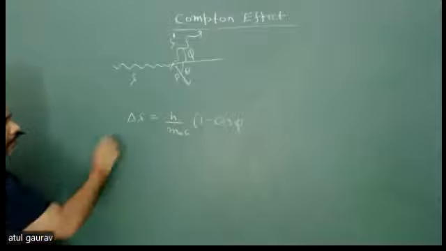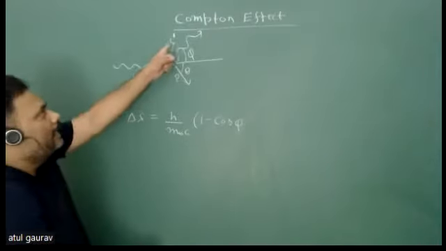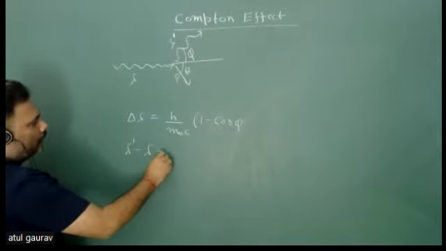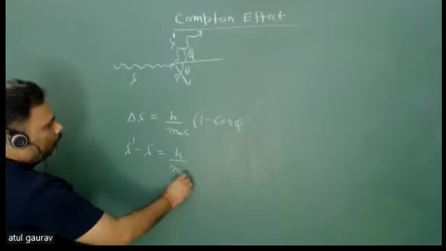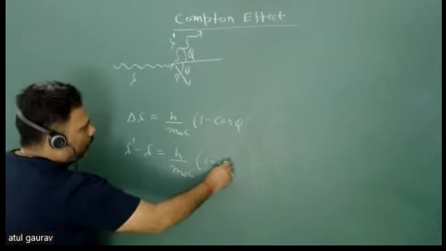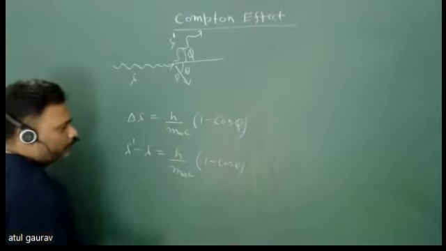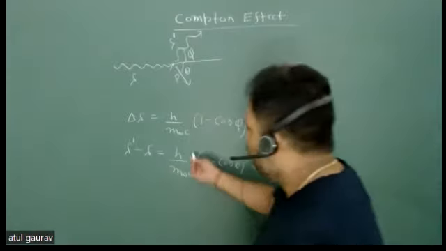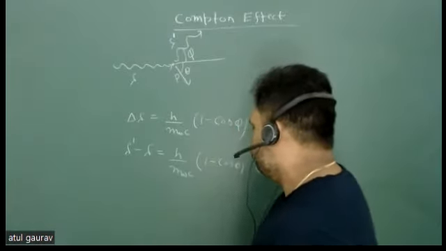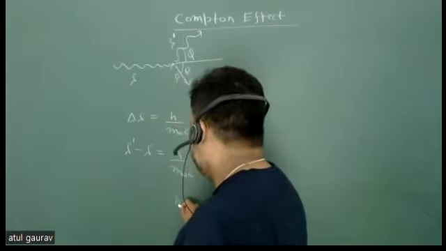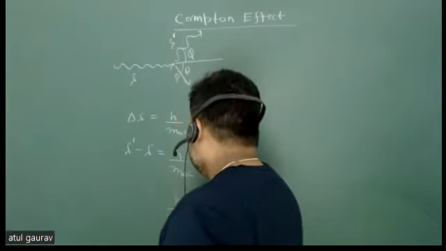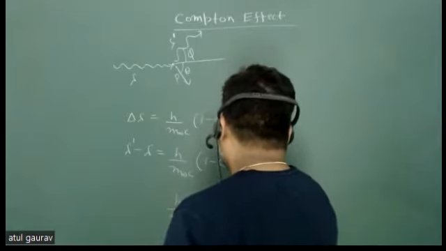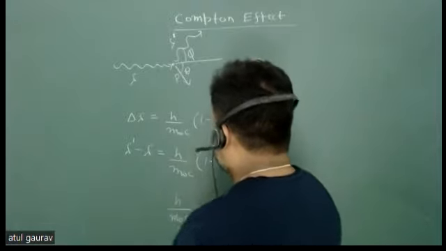And what is this delta lambda? It is nothing but the change in wavelength. So this change in wavelength is lambda dash minus lambda, and that is h upon m naught c times (1 minus cos phi). So we have derived this, and we can also calculate the value of h upon m naught c. What is its value? Anybody calculated it? It is 2.4 into 10 to the power minus 12 meter. Very good.